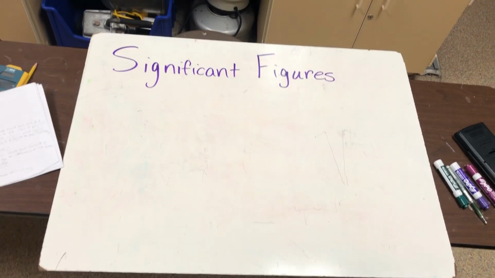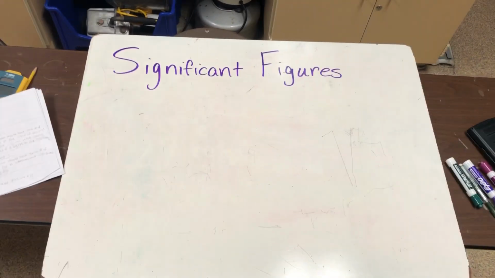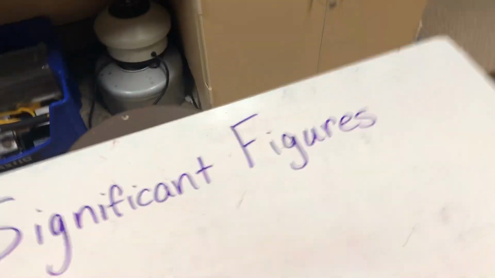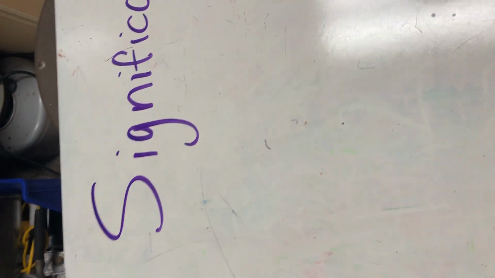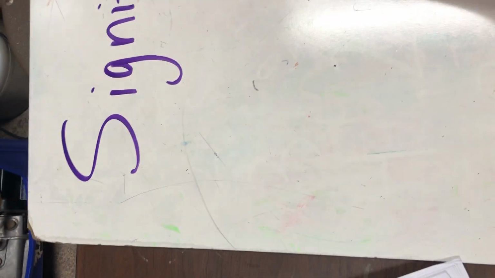Let's get started. Previously you've learned about precision and accuracy. Sig figs are a measure of precision. To start off, the precision of a measurement is shown by the number of digits in the number that you report.